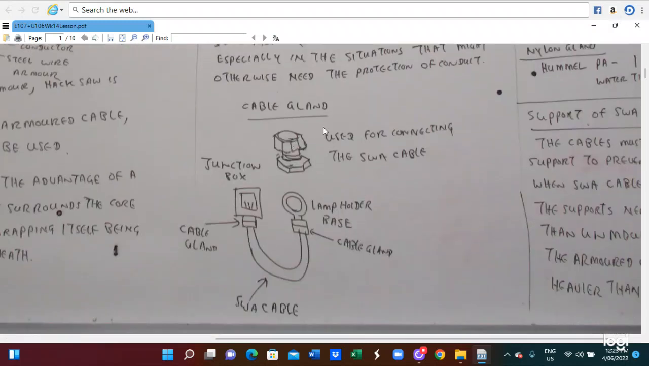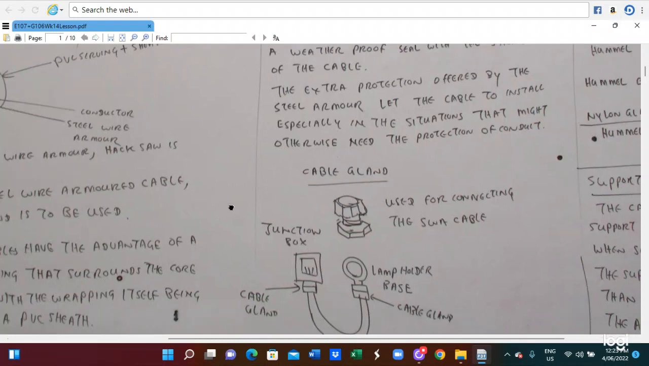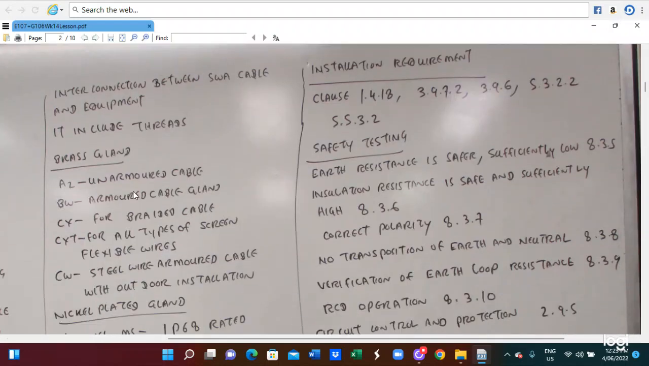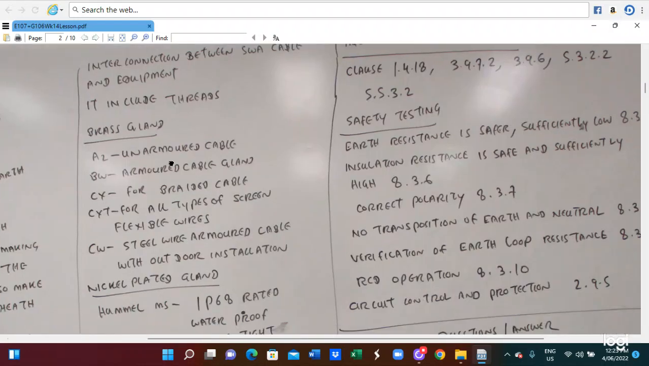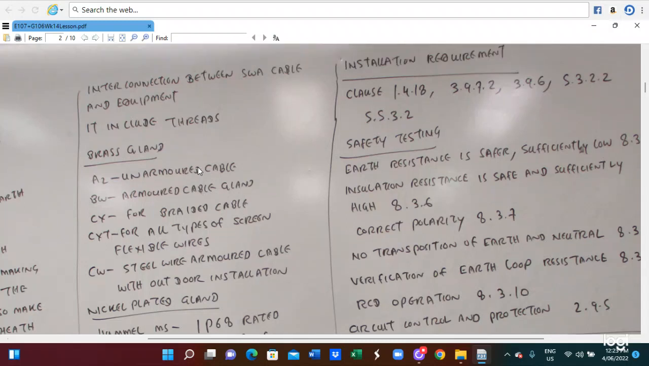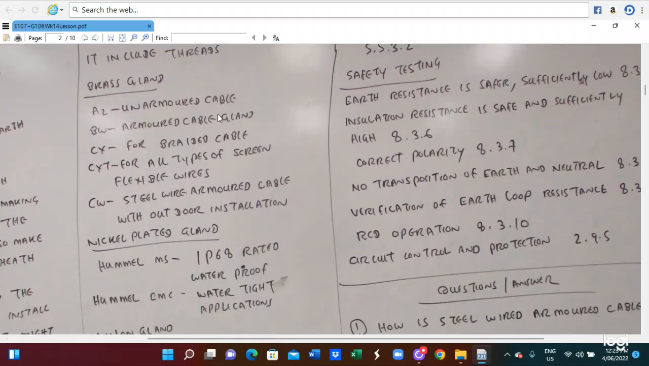So here is a cable gland construction. They are used for connecting the SWA cable. This is a junction box, cable gland, and the lamp holder base, and this is the SWA cable. So this is the construction and the connection of the SWA cable. So that we also utilize the interconnection between the SWA cable and the equipment. So in this case, it includes the thread.